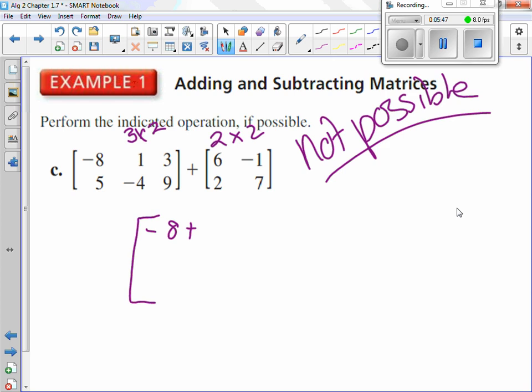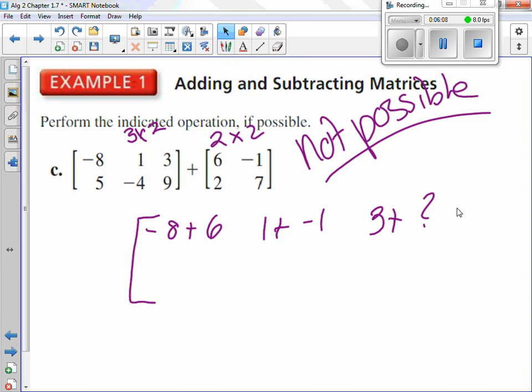Now, part of the reason it's not possible is because we could do -8 plus 6, 1 plus -1, but we don't have anything for the 3 to combine with. We don't have anything for the 3 to add to. So this is why it doesn't work, because they don't line up. We don't have something for every term.